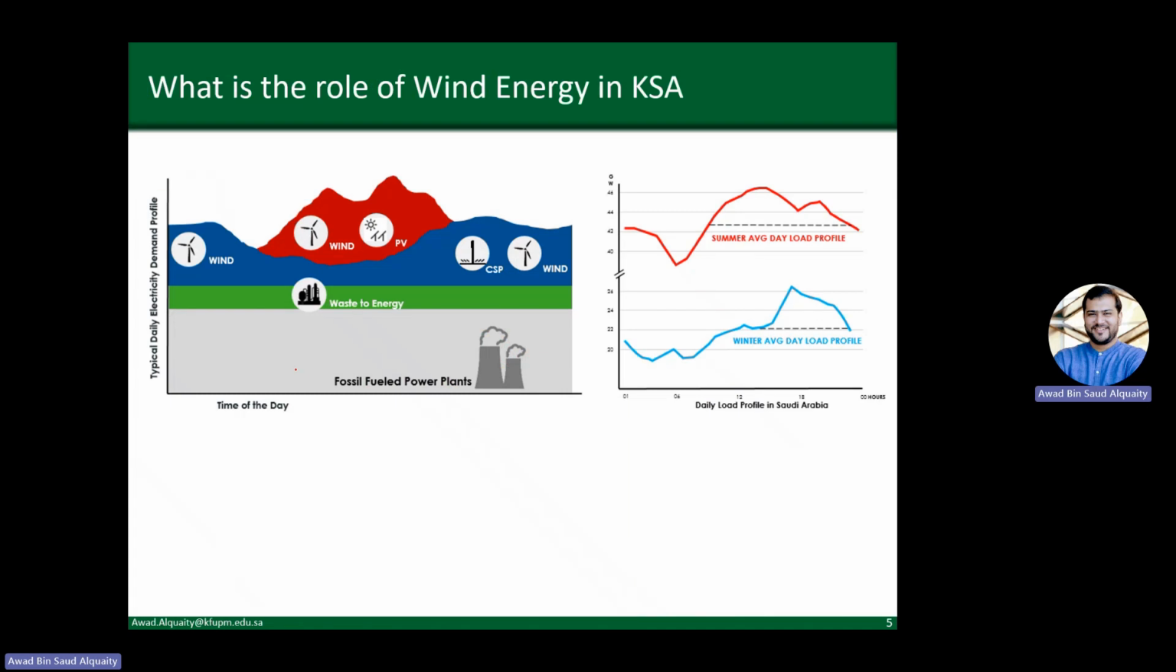Okay. Now, in terms of the role of wind energy in Saudi Arabia, as we have been discussing about electricity generation, the idea is to continue generating a majority of the electricity from natural gas, but still we want to have different options to avoid burning more natural gas or to completely eliminate the burning of oil for electricity generation. And that's where all of these renewables and other energy sources come in.